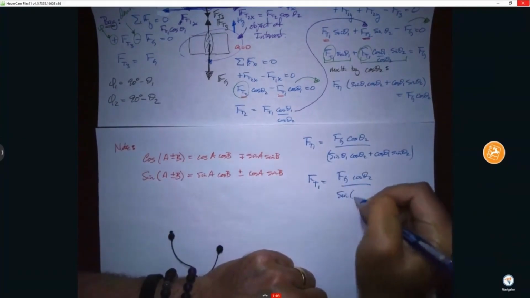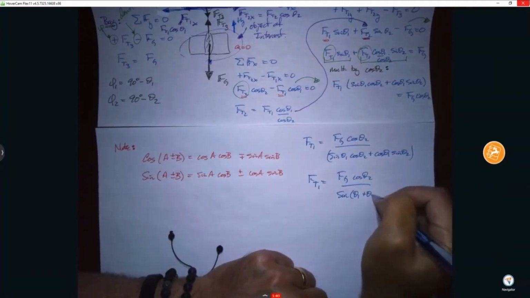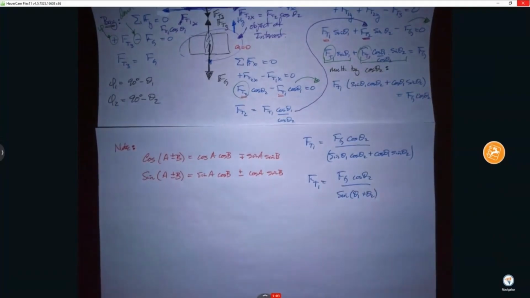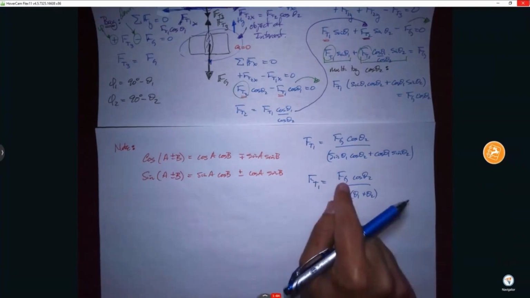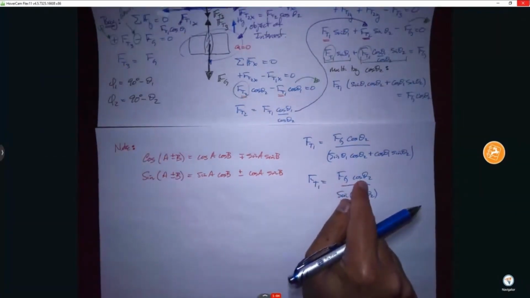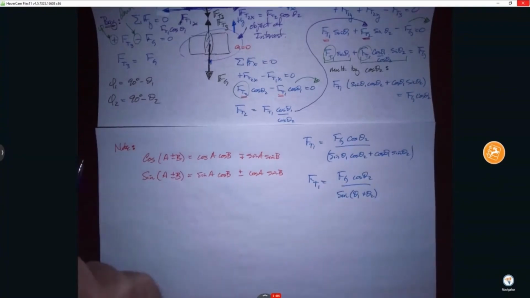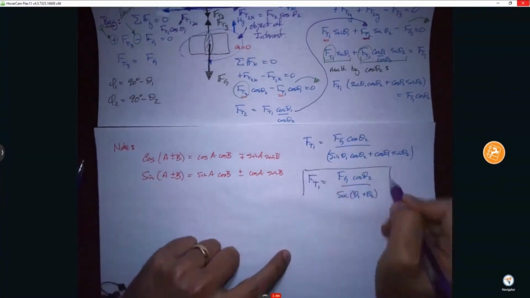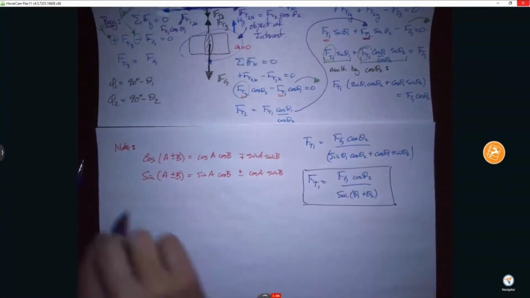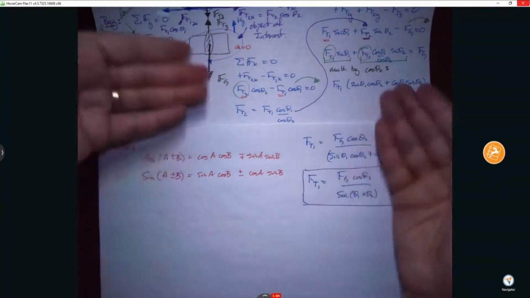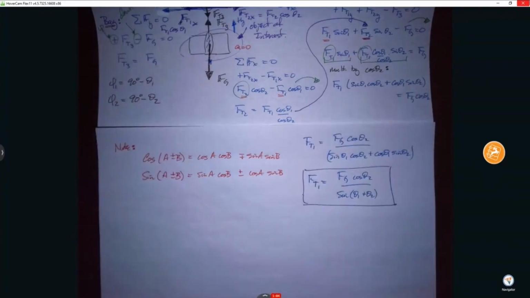So this is sine of theta 1 plus theta 2. Okay, and then if we go in and look, tension 1 was supposed to be Fg times the cosine of theta 2 divided by the sine of theta 1 plus theta 2. So this is indeed the thing we were supposed to show for the magnitude of tension 1. Okay. Now, if we wanted to, we could also get tension 2. Let me show you that.